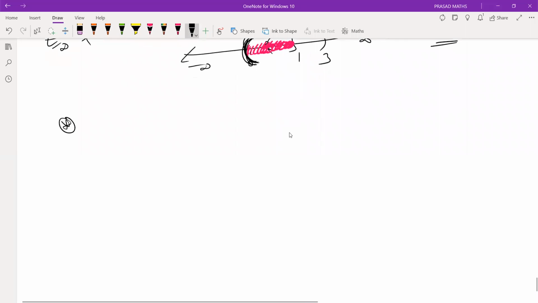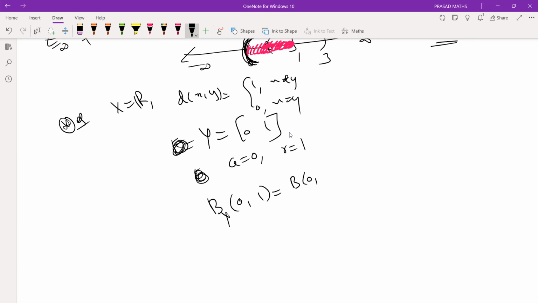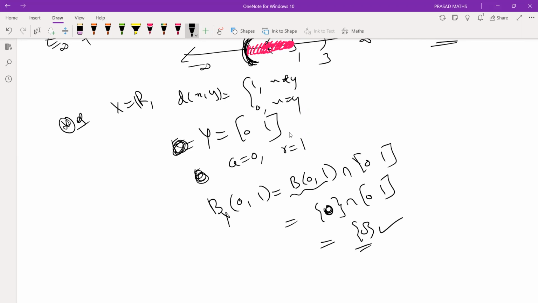Suppose you can take the same argument. Suppose my set is R, my space is discrete. You can take Y equal to the same thing for understanding purposes. What is my open ball centered at 0 with radius 1? Open ball centered at 0 with radius 1, intersection with Y. It is the singleton 0, intersection with Y. So what is the intersection? It is 0. Is it clear?